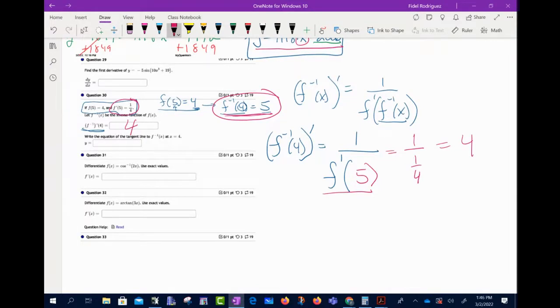Before I go on, does it make sense how we got the first part done by using that formula that I had in my formula sheet for the inverse functions?